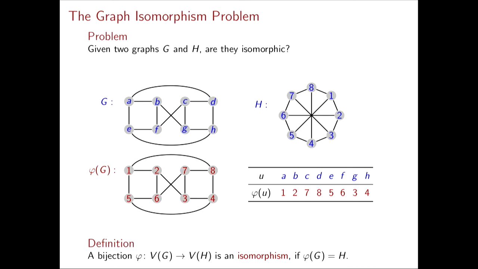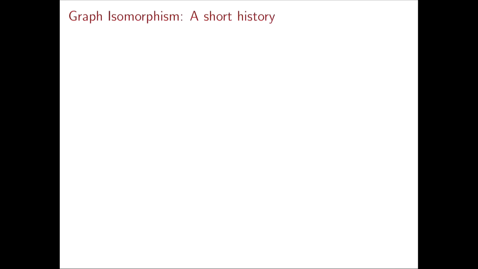So the bottom line is the definition of an isomorphism. Okay, going to the history. So here is a quick history of the problem. It starts with chemistry, actually, the need to organize chemical compounds.